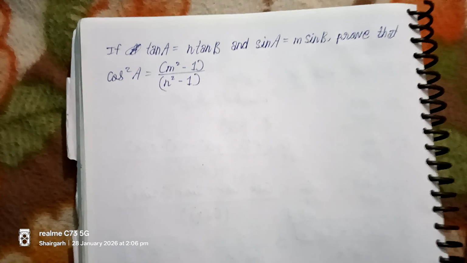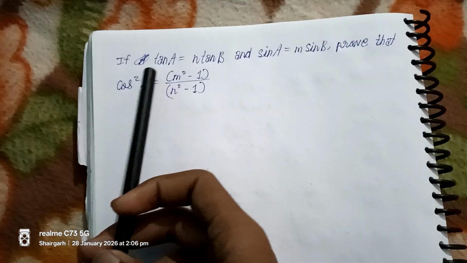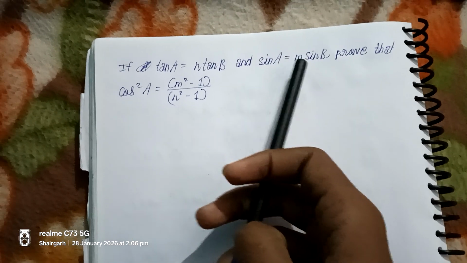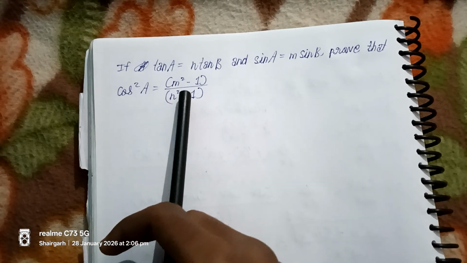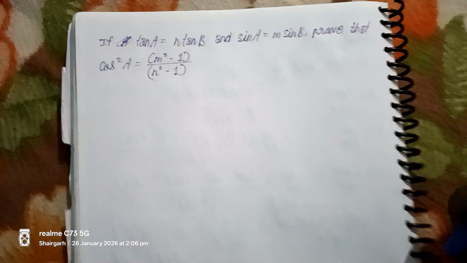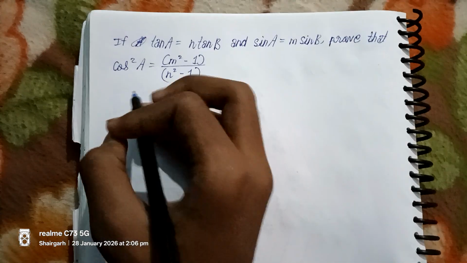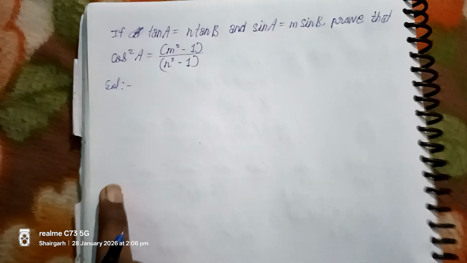Hello everyone, here we have another trigonometry question. It is given that tan A is equal to n times tan B and sin A is equal to m times sin B. Prove that cos square A is equal to (m square minus 1) upon (n square minus 1). So, shall we start it? Here we are starting the solution.